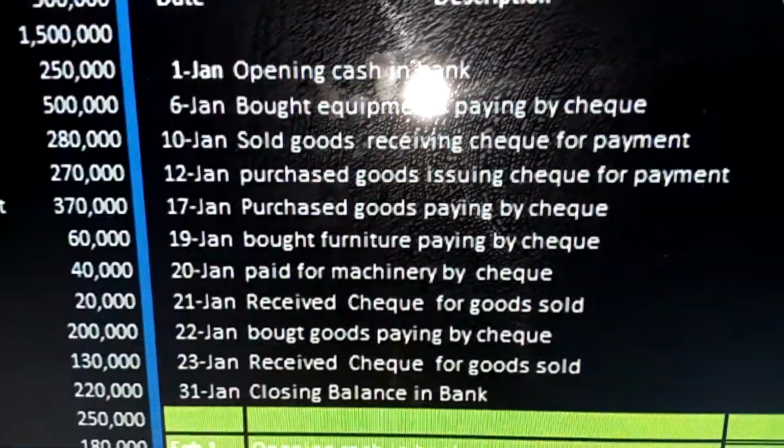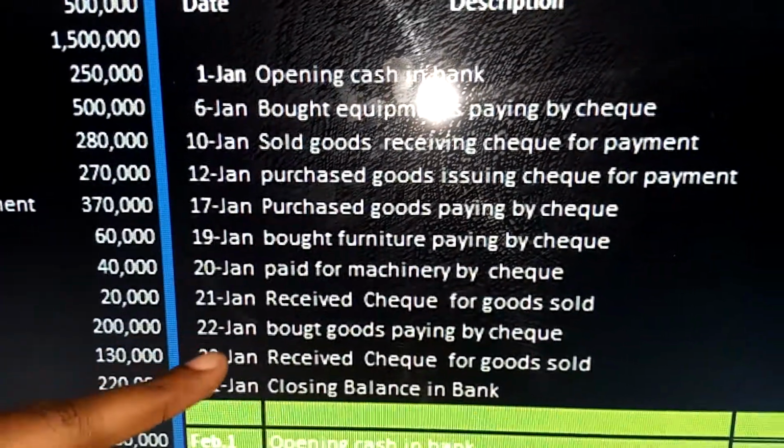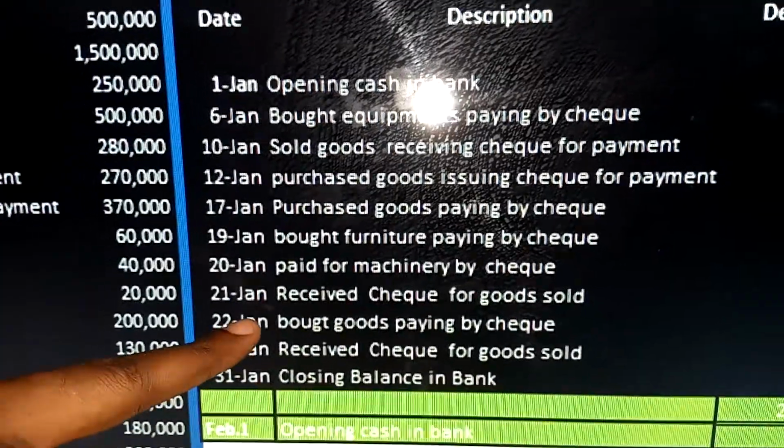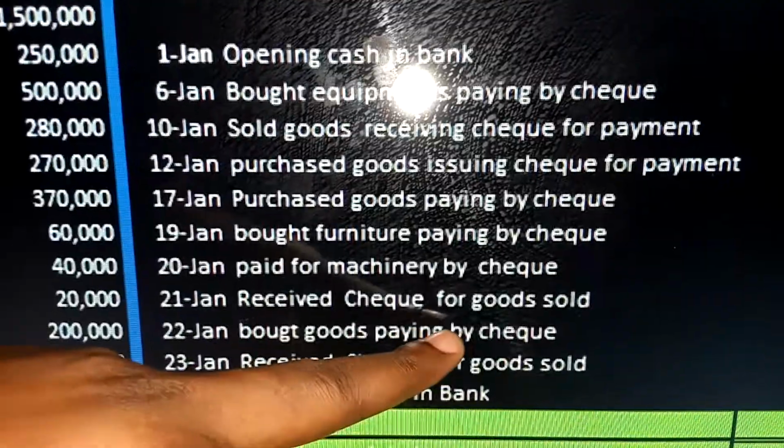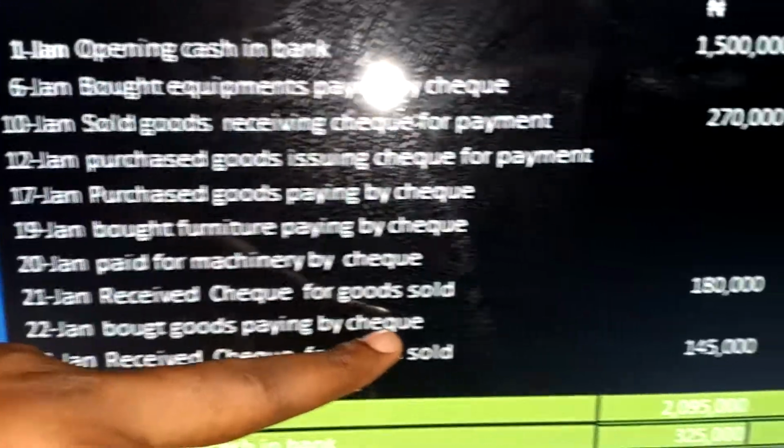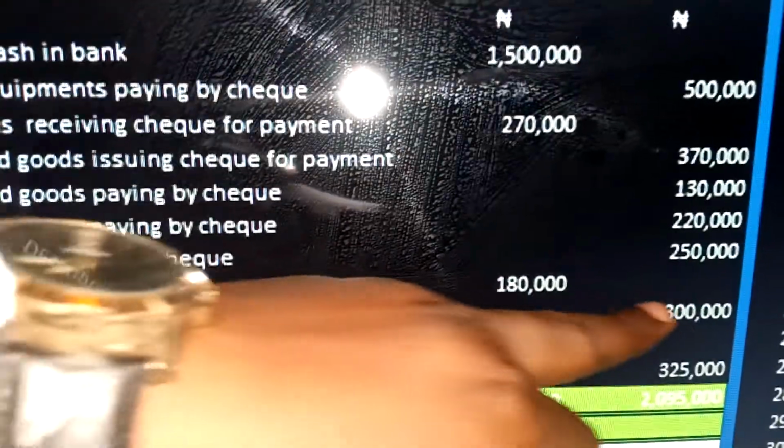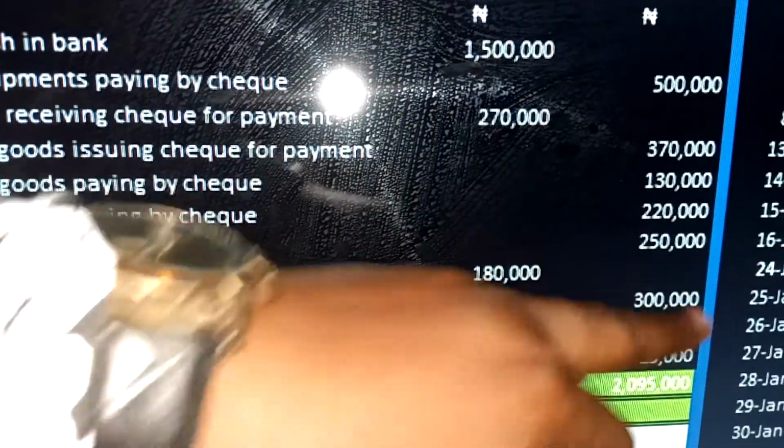So we go to the one column cash book for the bank. So we have 22nd of January by check, 300,000.